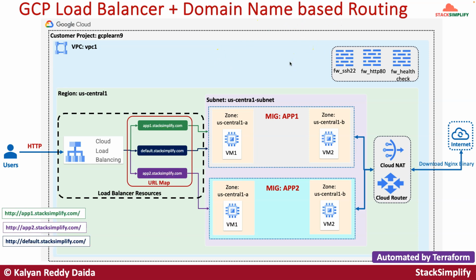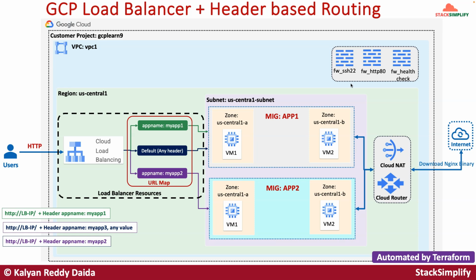Next we'll also have something called domain name based routing. When your domain is app1.stacksimplify.com, the request should go to the app1 managed instance group VM instances. If your domain is app2.stacksimplify.com, then the request should go to the app2 managed instance group VM instances. And if it is default.stacksimplify.com, it should go to the default managed instance group, whatever is configured. All these details you are going to configure in your load balancer URL map. This also we are going to automate using Terraform.